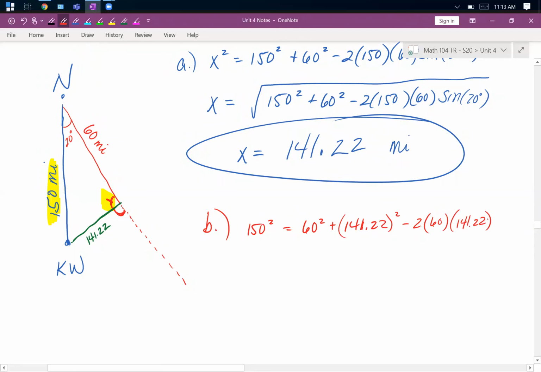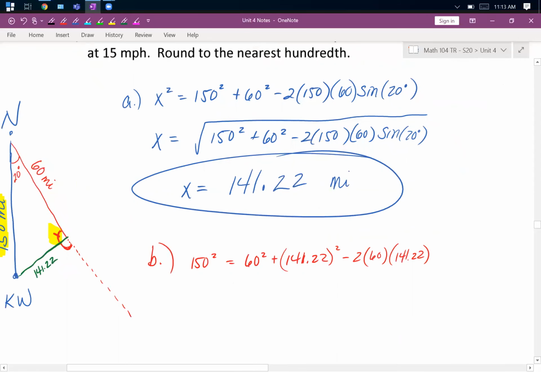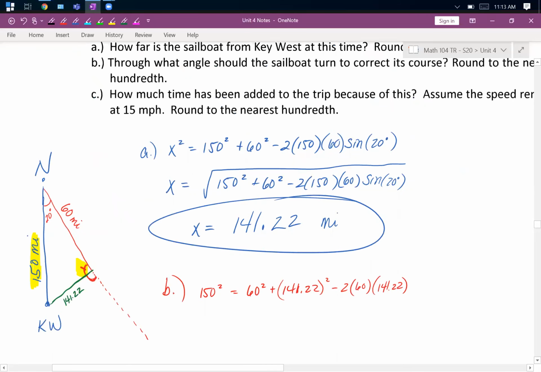141.22. Oh my gosh, I know why my answer in part A is wrong. What did I do, guys? Do you see it? Jeez. This is the law of cosines. Look, and I put sine in there. Jeez, oh man. All right, sorry, we have to do that again, plugging in cosine.